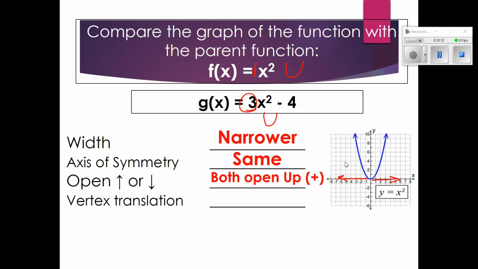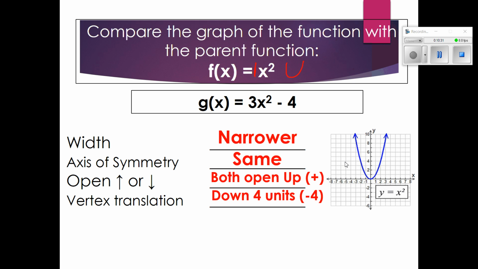What about the vertical translation? You look right here at the c. Since it's a negative 4, we know that it's going to be translated, moved down 4 units, which represents the negative 4. Now you're going to roughly graph this just based on the information that you know right here.